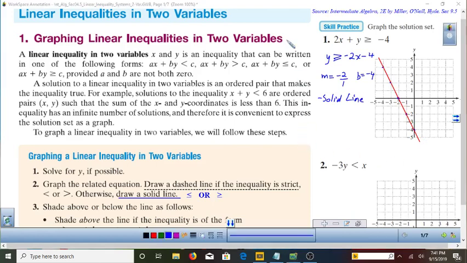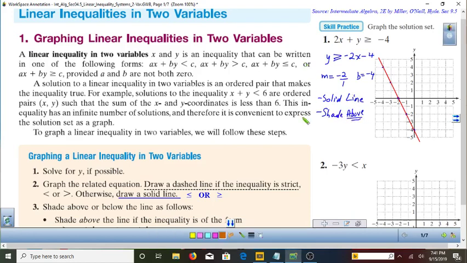The next step is we have to shade. Now, since when we solve for y, we get y greater than or equal to the expression, we're saying all the points that make this statement true are either on the line for the greater than or equal to, or above the line for the greater than. So we're talking about shading above the line. So we'll shade above the line for greater than.